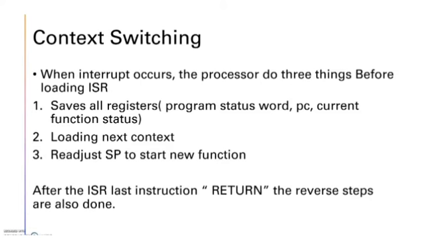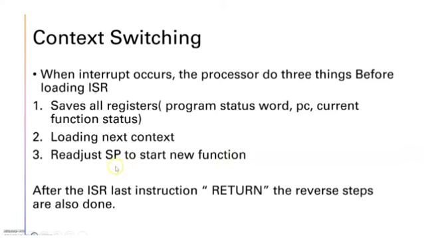When an interrupt occurs, the processor will do three important things. First, saving all the registers, that is the program status word, program counter and current function status. These registers will be saved, and this saving is done to the stack. Then the next thing the processor does is loading the next context, which is the interrupt. The third step is readjusting the stack pointer to start a new function.